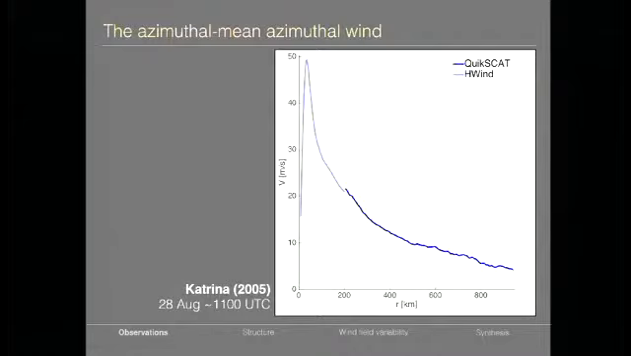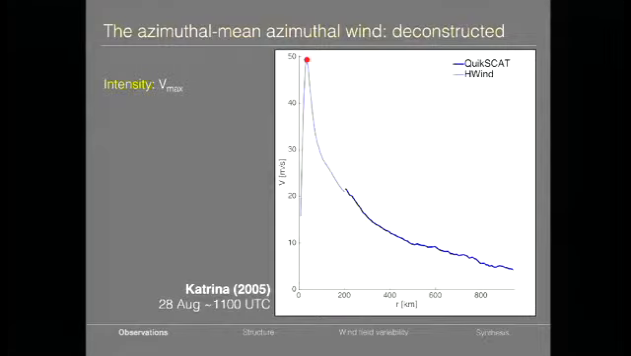OK, so for the same Katrina case that I just showed, we can start to look at the radial profile of the wind. Specifically, we're interested in the azimuthal mean, which is the radial profile of the azimuthal wind, the rotating wind around the center of the storm. What does that look like for the case I showed a couple of slides before? It looks like this: azimuthal wind as a function of radius. What I've done is combine H-Wind data in the inner region and QuikSCAT data in the outer region. And you see this longer tail.